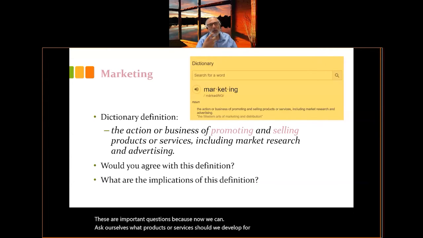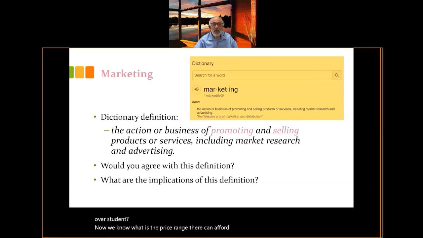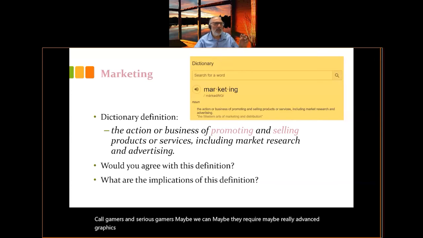What computer should we design for them? What specification? And then we can say, how much? What is the budget of a student? Now we know what is the price range they can afford to pay. If they were core gamers and serious gamers, maybe they require really advanced graphics cards, advanced processors, large GPU memory, stuff like that. So they're willing to pay maybe $2,000, $3,000 per machine.